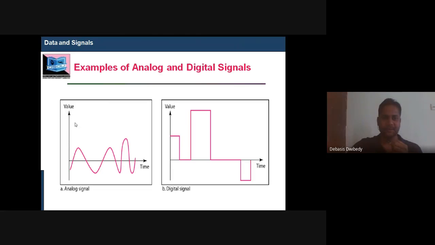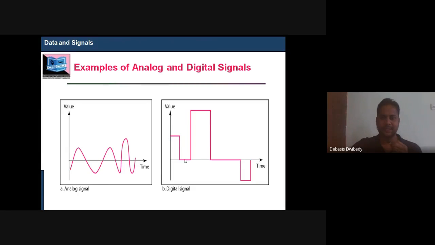This graph is called a time domain graph. We will discuss what a time domain graph is. In this time domain graph, we have time on the x-axis, and we have some value. We'll discuss what the value is. It takes the value in continuous form. That is called an analog signal. This is a typical example of an analog signal.